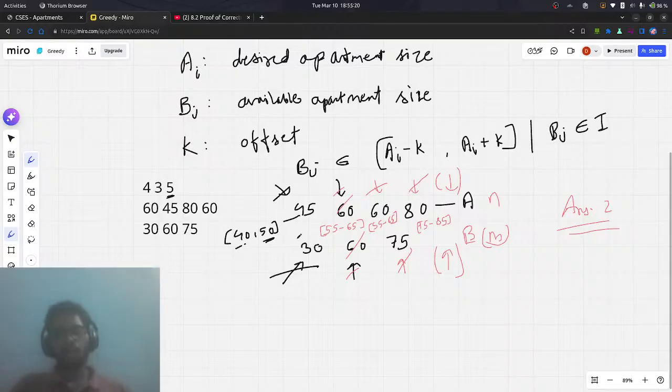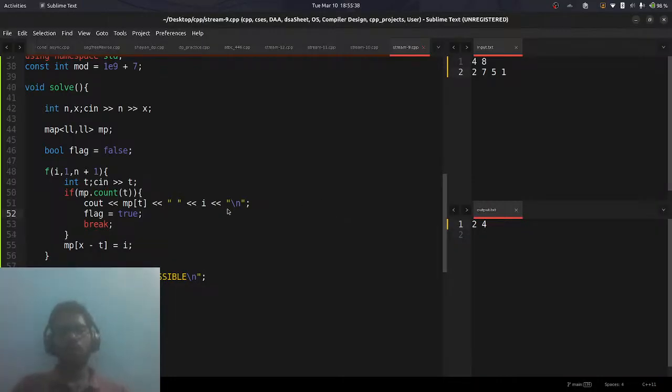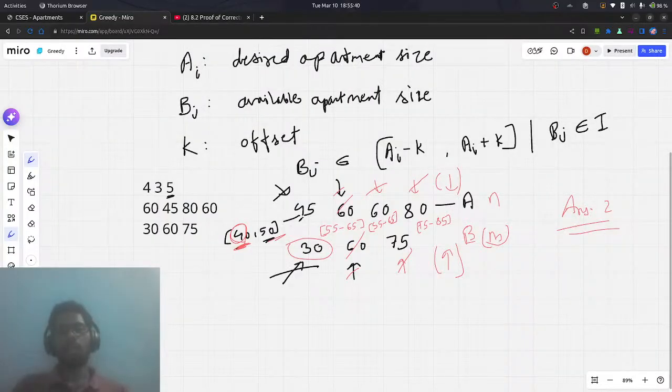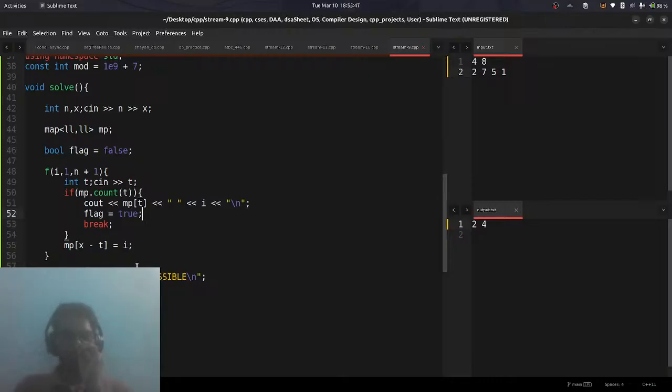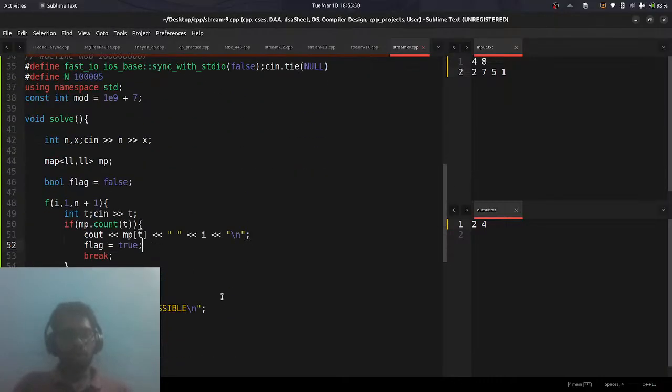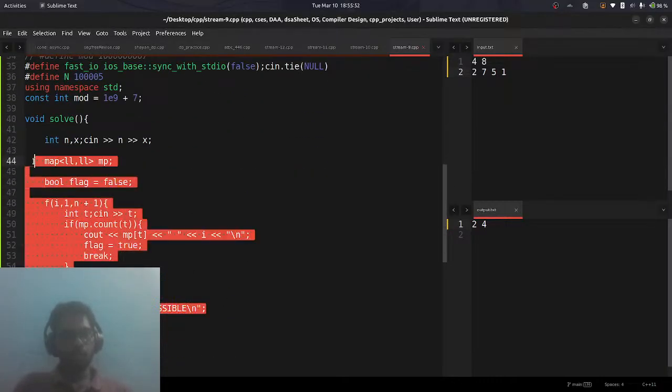I tried it, but I don't think I did this one. This logic: if the apartment size is less than your lower limit, then move the apartment size pointer, or if the apartment size is greater than your upper limit, then move the person pointer. I don't think I did this. I simply moved the pointer forward based on the desire itself, not the limit. Maybe I'll try that. Who knows, it might work.